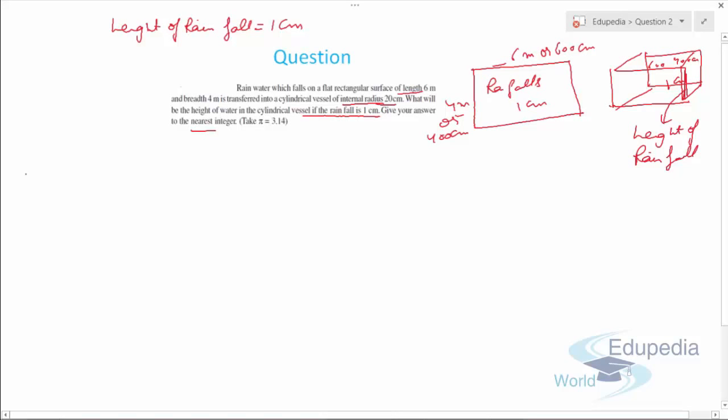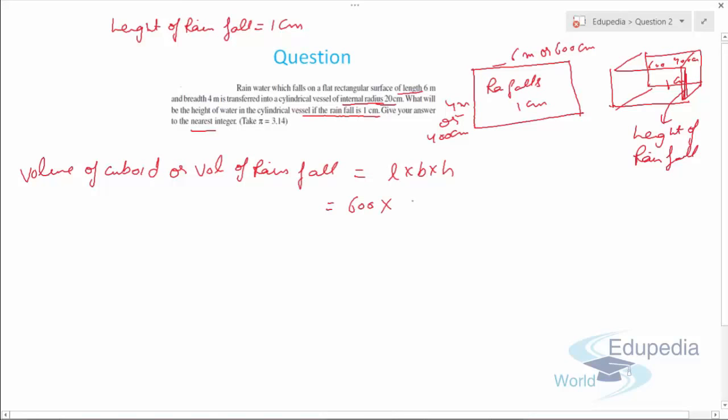So we can say that the volume of cuboid, or volume of rainfall, will be equal to length times breadth times height. Length over here is 600 centimeters, times breadth 400 centimeters, times height 1. So this becomes 240,000 centimeter cube. This is the volume of rainfall. Now this becomes the volume of the cylindrical vessel, because whatever the volume of rainfall is, it is transferred to a cylindrical vessel of internal radius 20 centimeters.